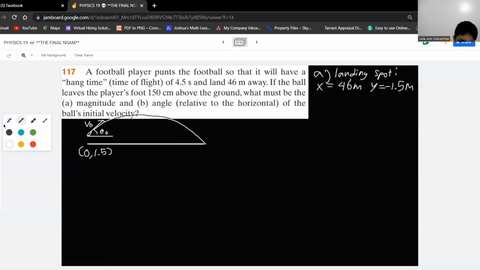Okay. So, what if you set the origin to 0-0 and it will land at negative? Pwede din. I think it would be better because if you set the origin to the starting point, it would make yung mga x0, y0 much better. Okay, pwede.